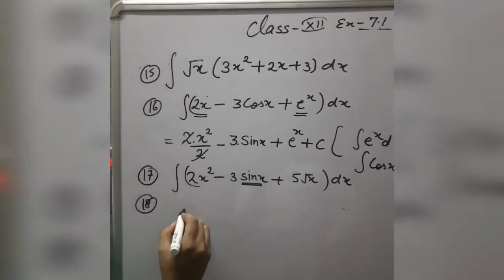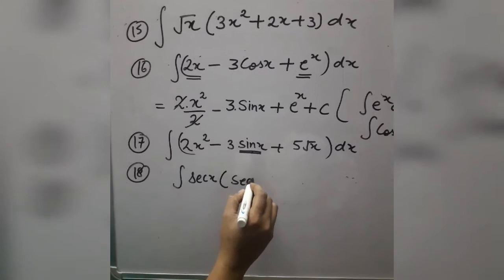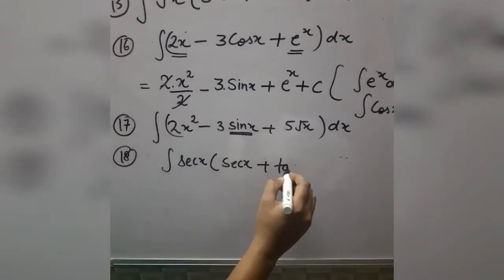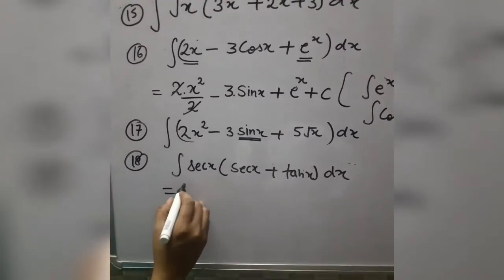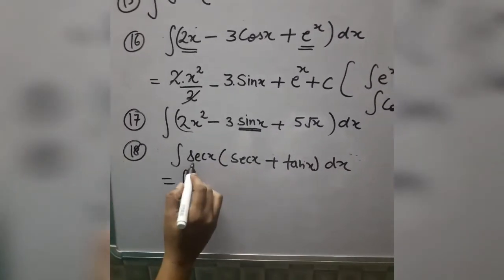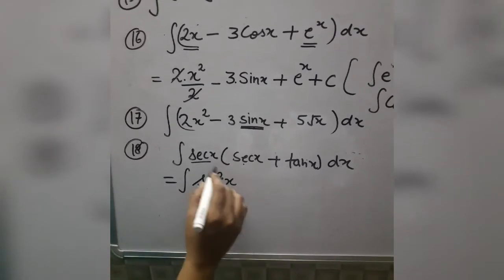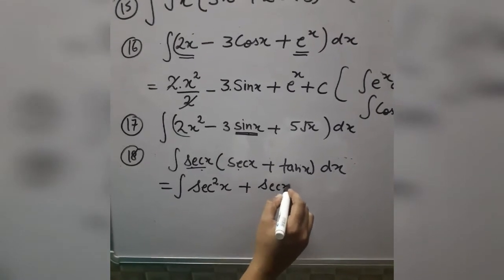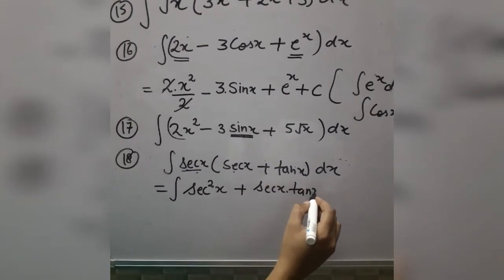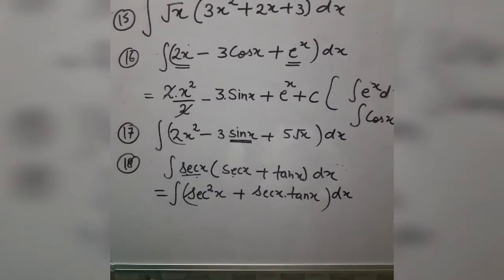Now in the 18th sum, question number 18, secant x outside the bracket, inside the bracket secant x plus tangent x. Now we will integrate this function. Firstly, in the first step, simplify this. The secant x multiplied inside, secant into secant becomes secant square, and secant x into tangent x can be written like this, and outside the bracket integration with respect to x.